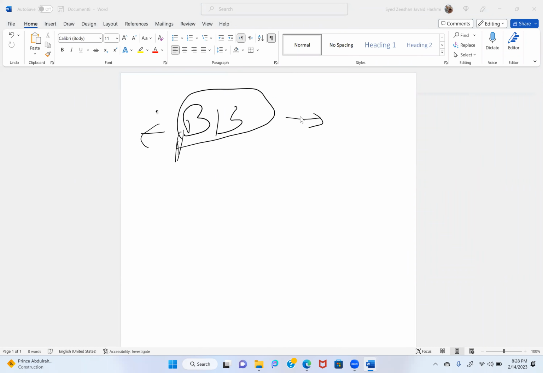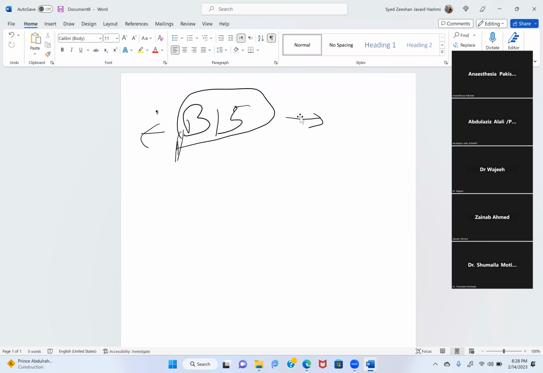So we can monitor through BIS. And of course, as I told you, ideally we should take arterial blood pressure monitoring. So this is mandatory. Then another problem is that they are adding a vasoconstrictor. They are adding epinephrine.